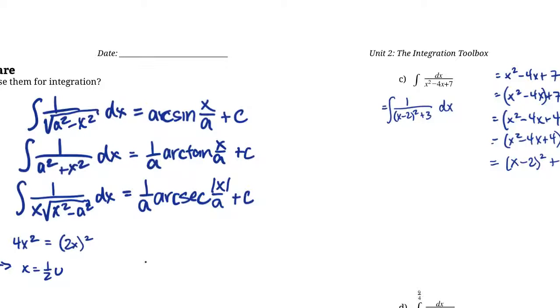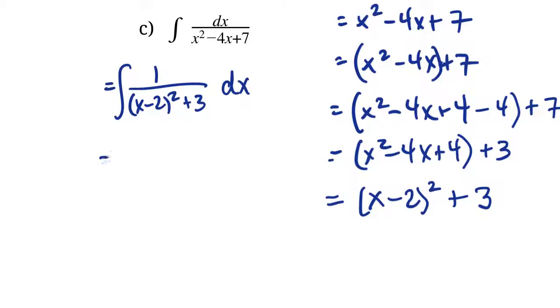Now, looking back at our patterns, our pattern for arctan is a squared plus x squared. So in this case, the thing with the x in it comes first. It doesn't matter. We can actually switch those two places. Let's just do that to make it look a little bit closer to that pattern. So it's going to be 1 over 3 plus x minus 2 squared dx.